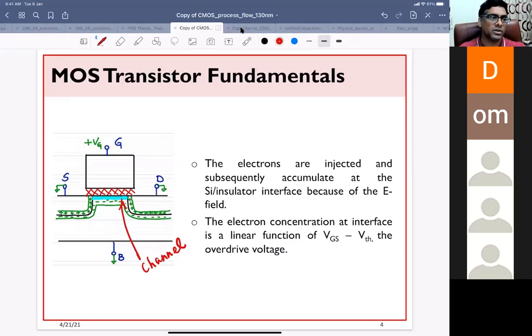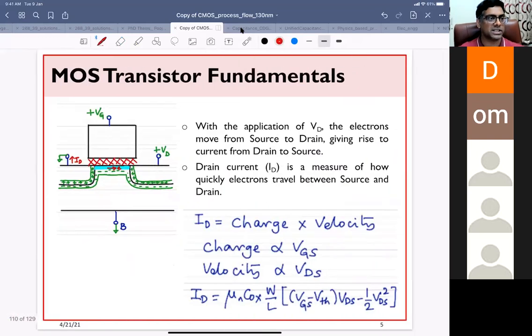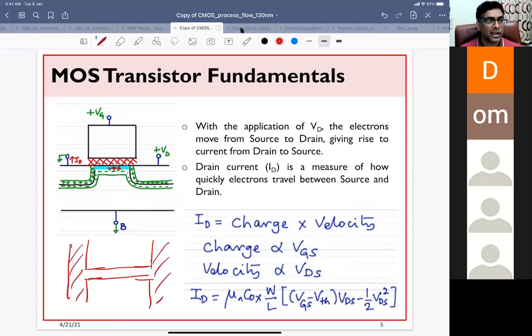Now, if you apply a potential difference, then these electrons will flow, right? You could think of it as two reservoirs, right? So these are two reservoirs, and I have a channel. Let's say this is water.